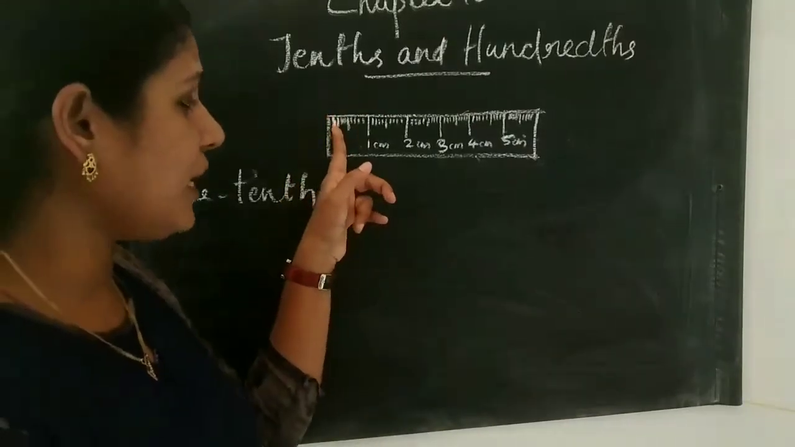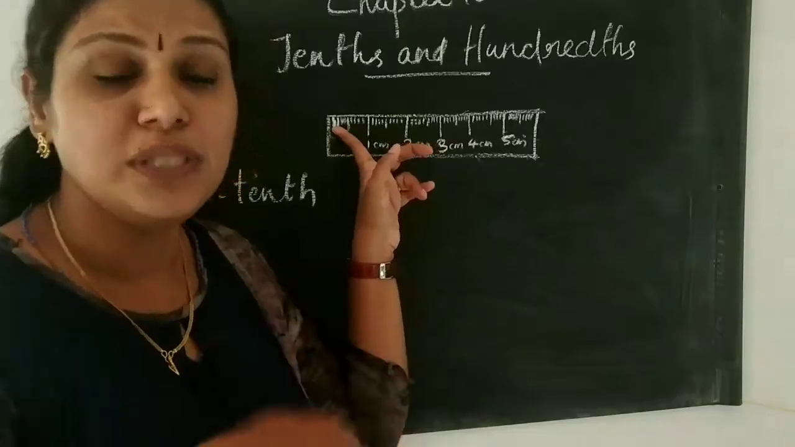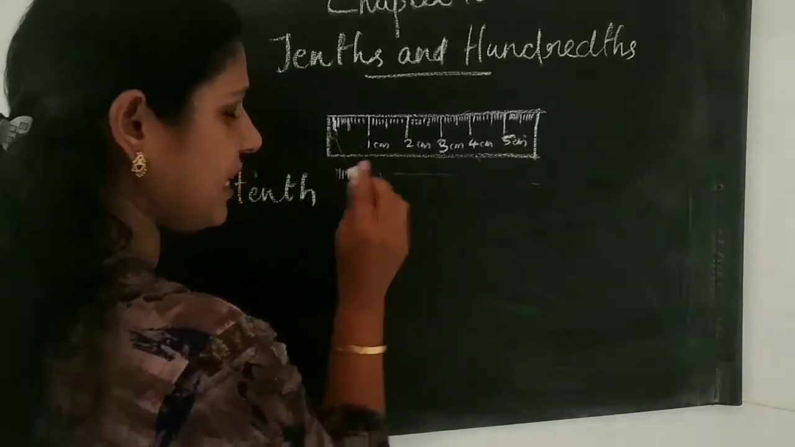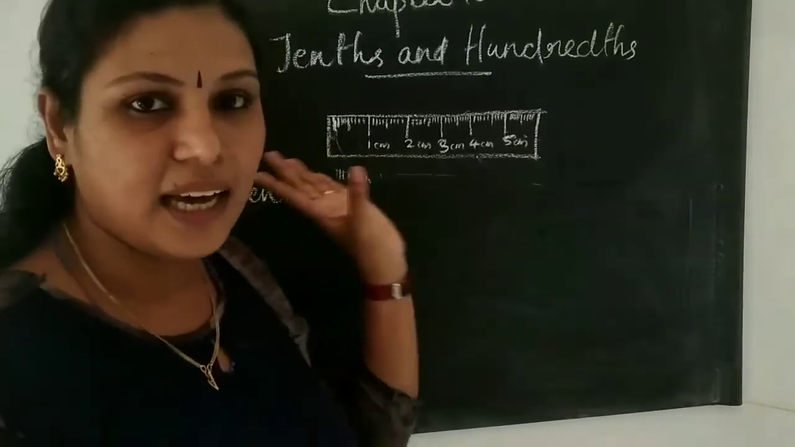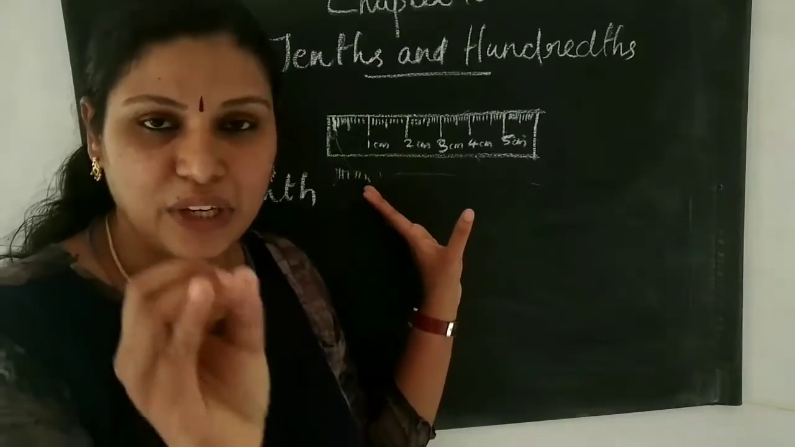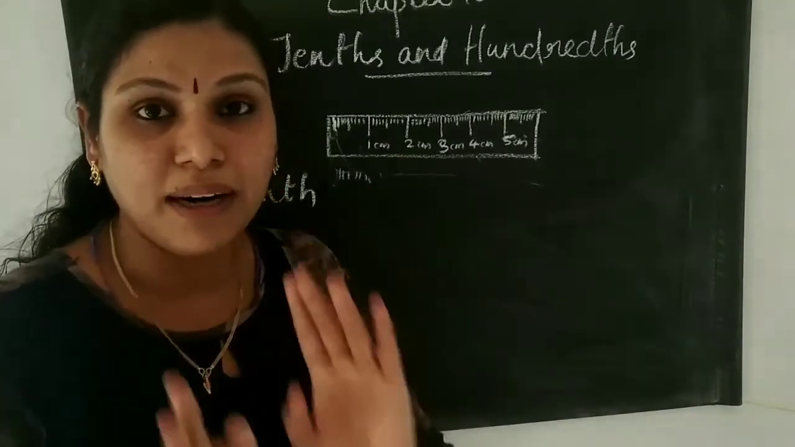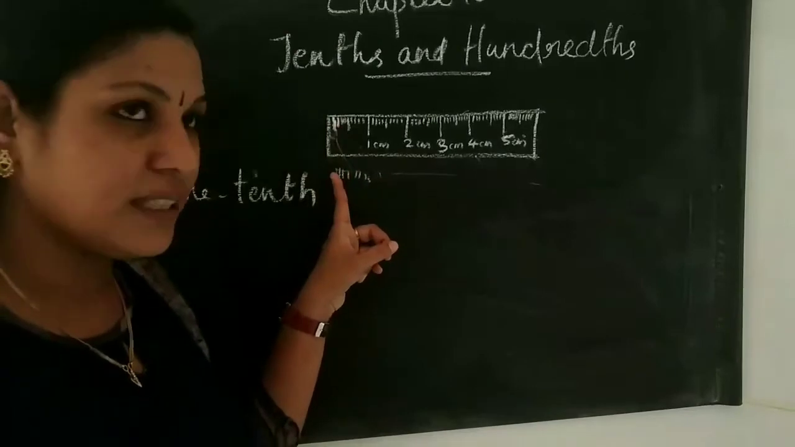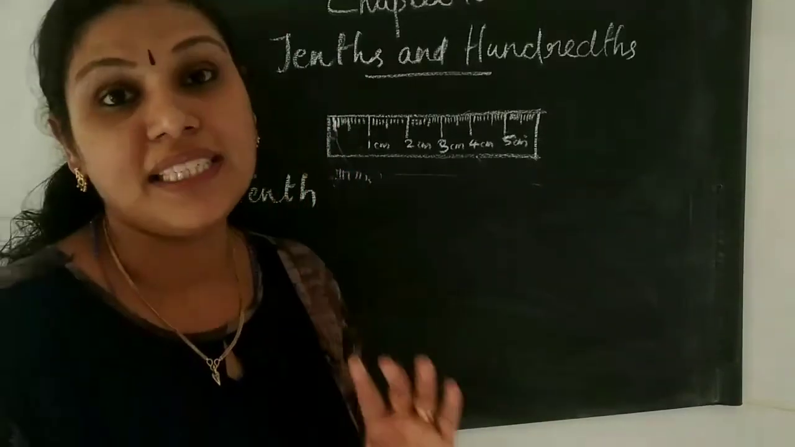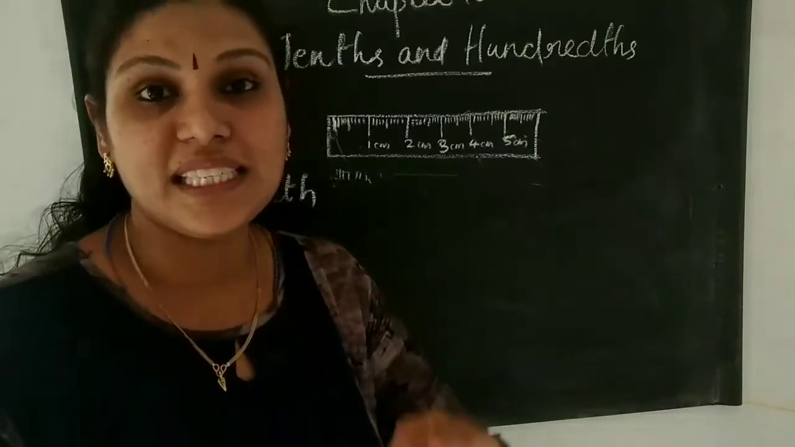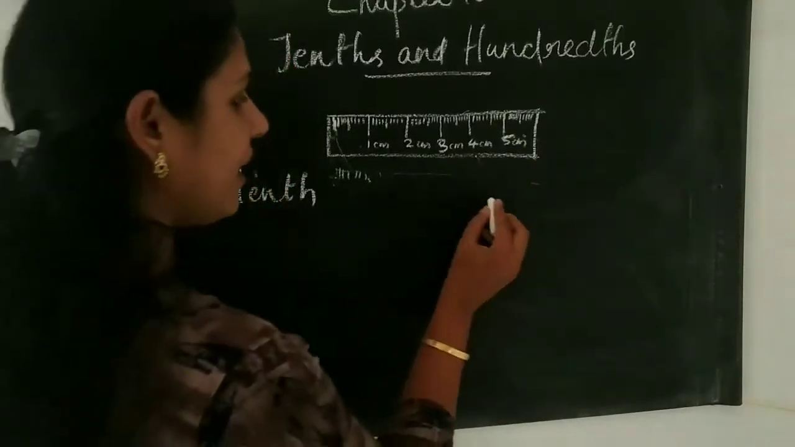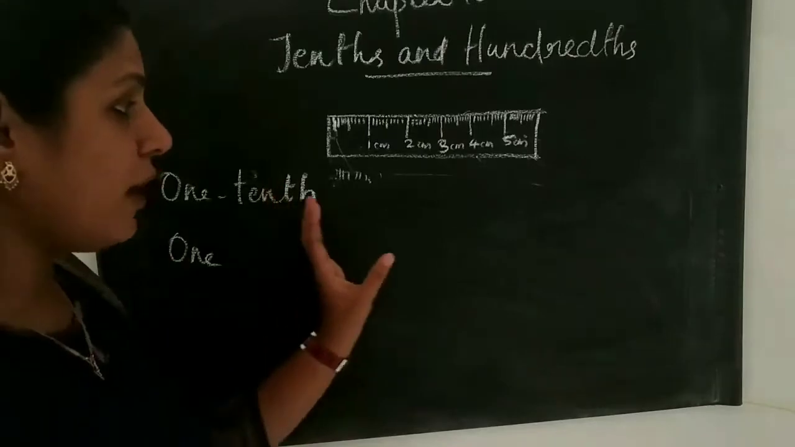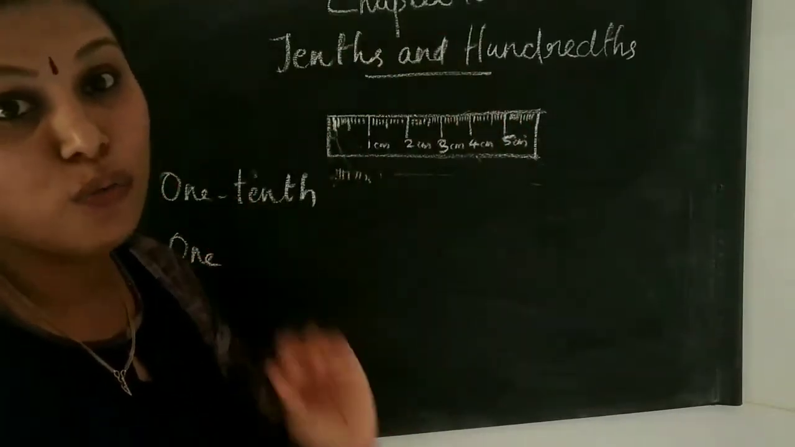Again, each part is further divided into 10 equal parts. That we can't see in your scale, but there is a division. Each part is again divided into 10 equal parts, and that each part is known as 1/100th of a centimeter.